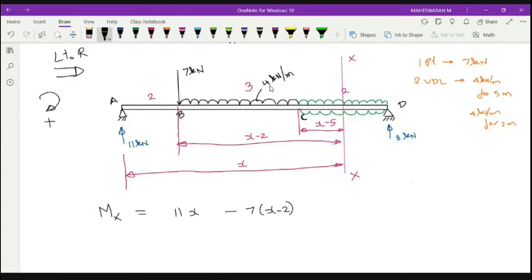Next, 4. So it also has 4. So 4 into x minus 2, right? So you know that it is a UDL. When you have a UDL, it is force W into L into L by 2, right? Same concept here. So instead of L, you have x minus 2. That's it. So minus 4 into x minus 2. This is load, force, into x minus 2 by 2.